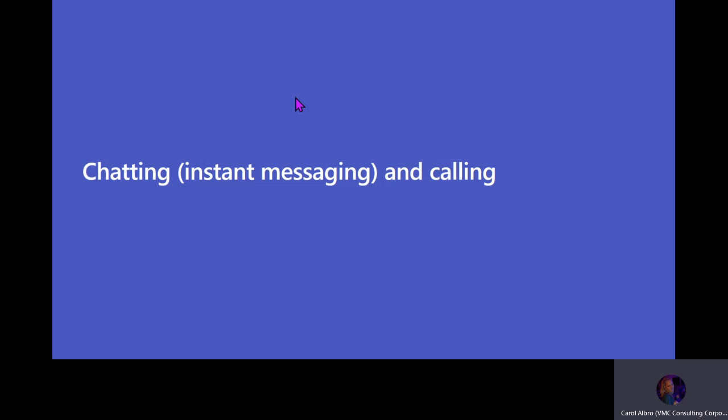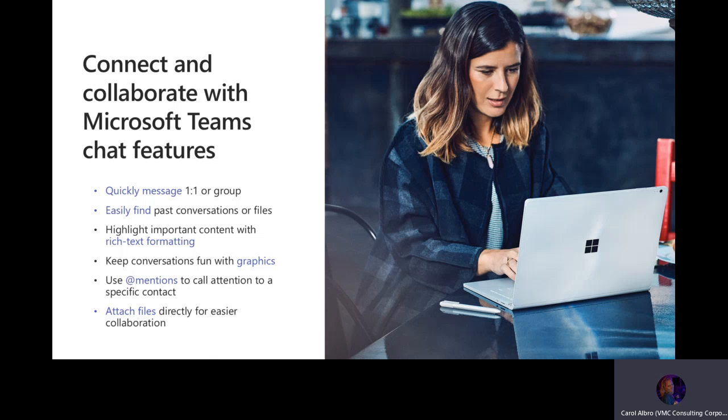All right, so now that we have that done, let's take a look first. We're going to talk about chatting and calling. So from a chatting perspective, you can easily do one-on-one and group messages. You can find your past messages. You can just resume right where you left off. It's great. We call that persistent chat.